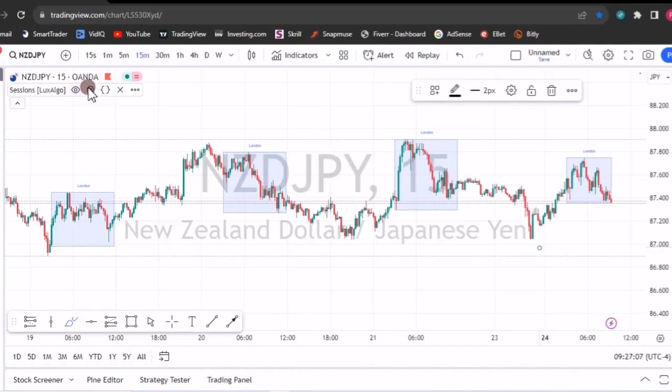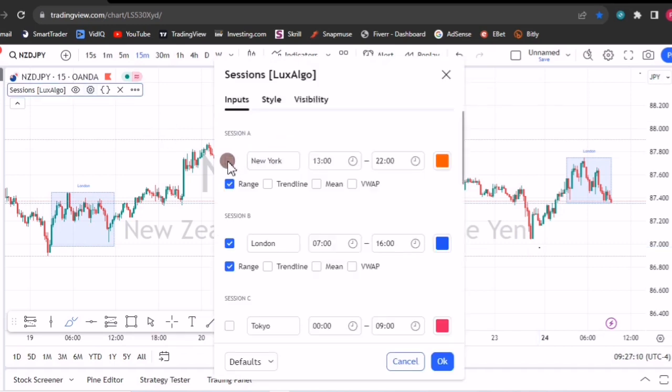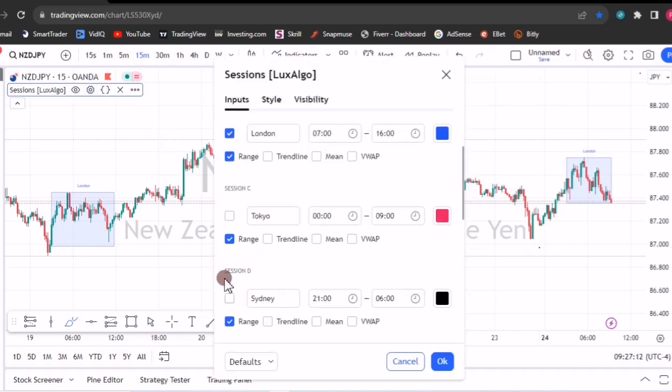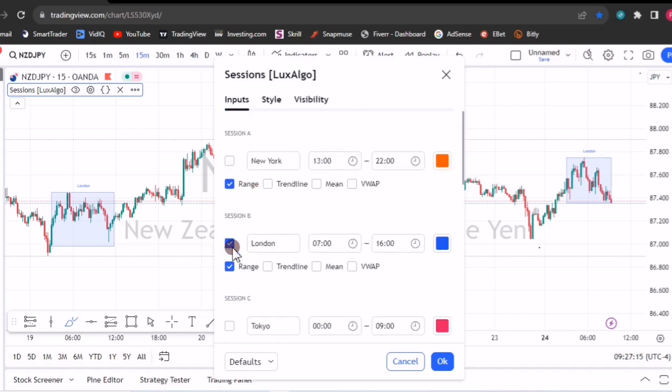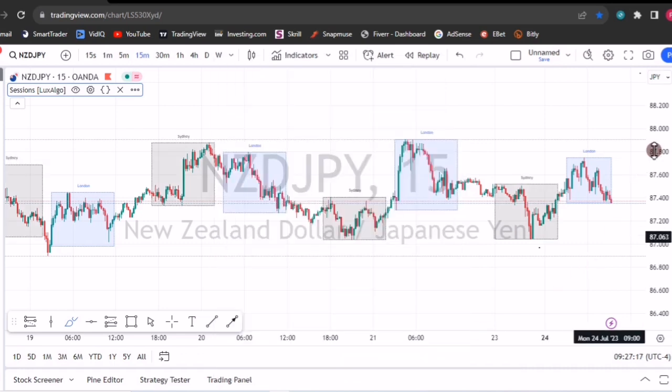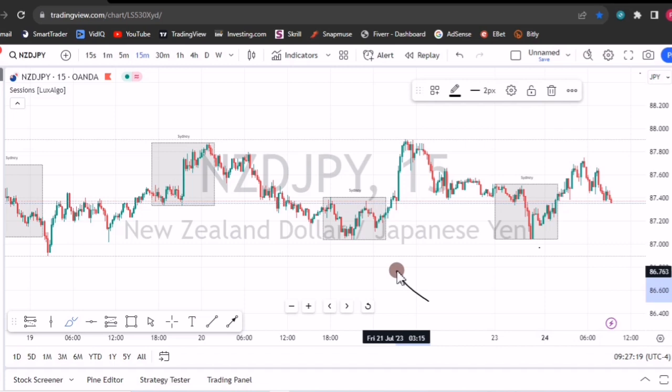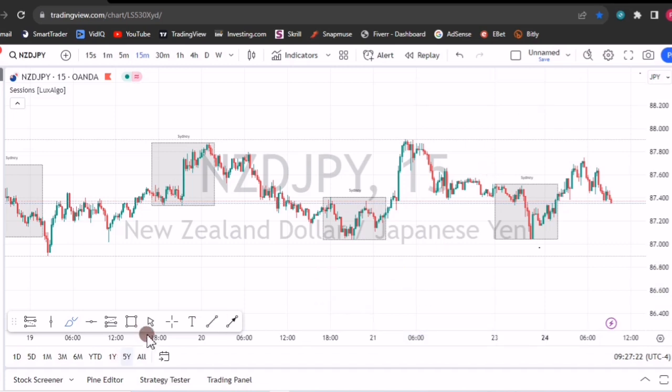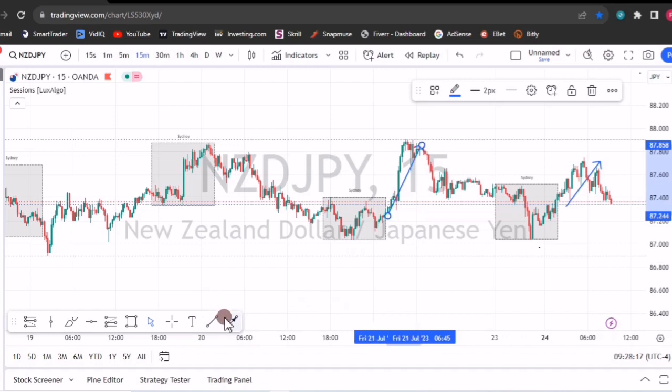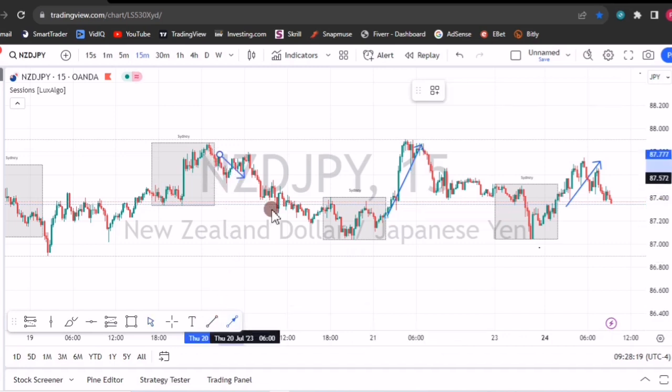Okay, this is NZDJPY. Let me set the Sydney session. So we have to check Sydney and then uncheck London and press OK. And the focus, it said we are supposed to focus at the end of the Sydney session. For this strategy, the focus is on this move that starts from the end of the Sydney session. So that is what you are trying to catch.